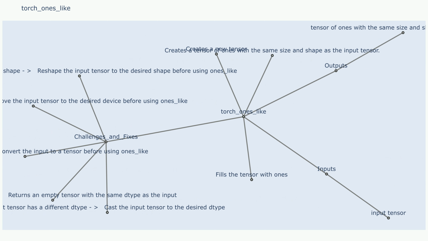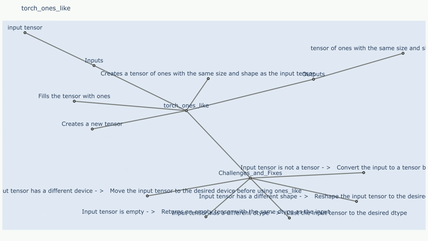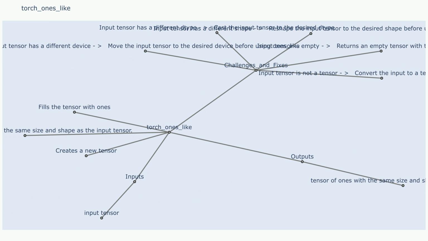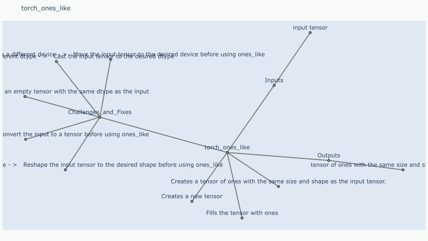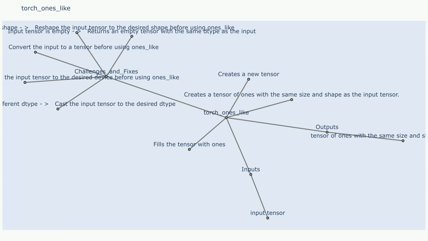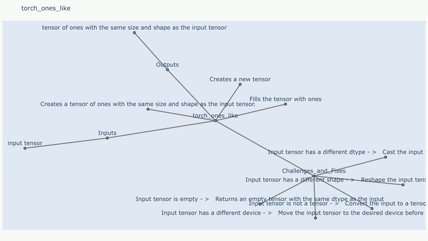Steps. Step 1. The function takes an input tensor as its argument. Step 2. It creates a new tensor with the same size and data type as the input tensor. Step 3. It fills the new tensor with ones. Challenges and fixes. Challenge 1. The input tensor must be a valid PyTorch tensor. Sample use case that resulted in challenge 1: passing a non-tensor object as input. Fixes to challenge 1: ensure that the input is a PyTorch tensor before calling the function.